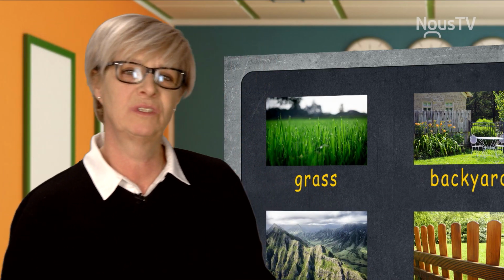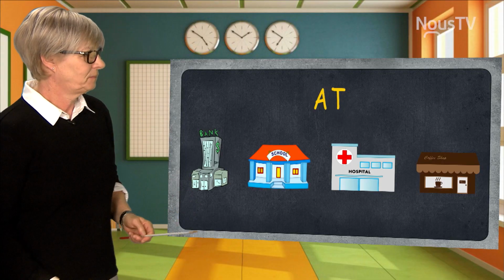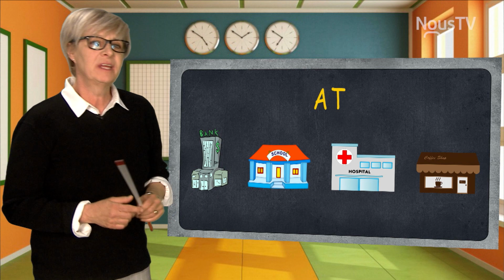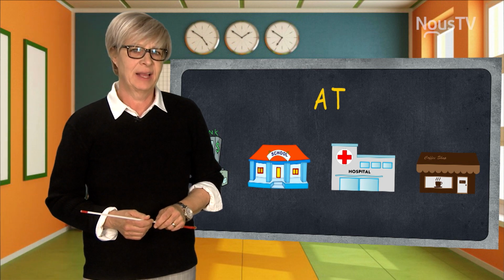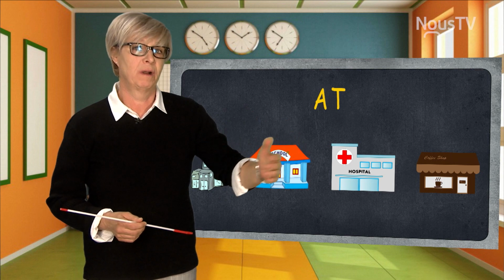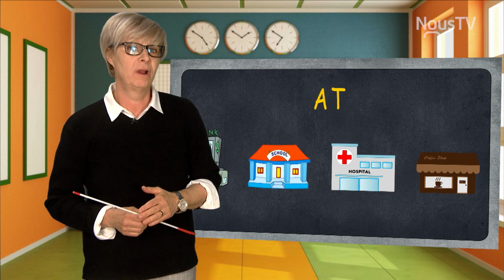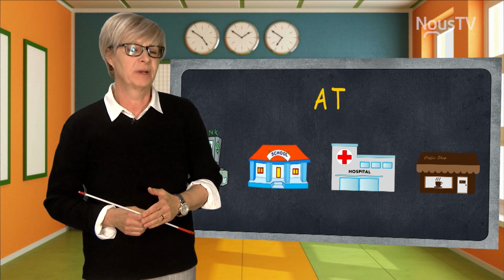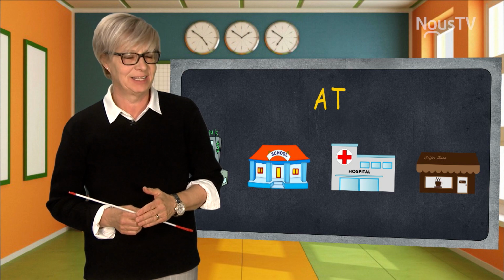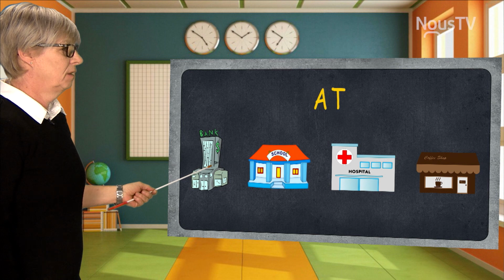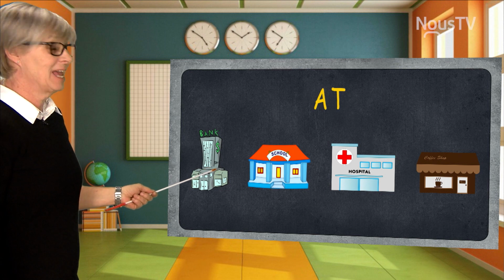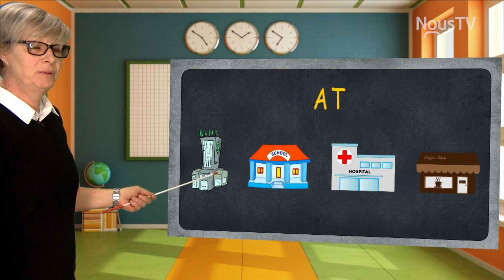Now let's go to some very important prepositions. Anything that's a building will be at, except if you're going somewhere. Because if you're going somewhere, you're going to. But if you're not going, it's at. For example, the bank. It's at the bank that they keep your money.